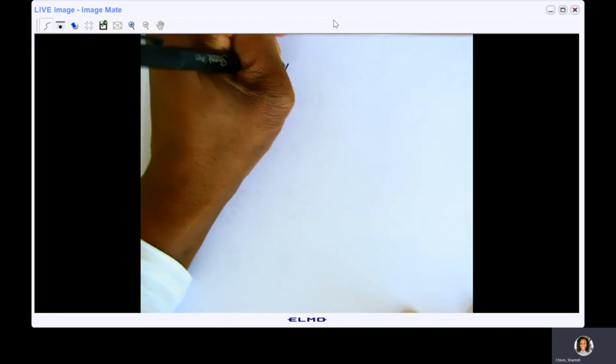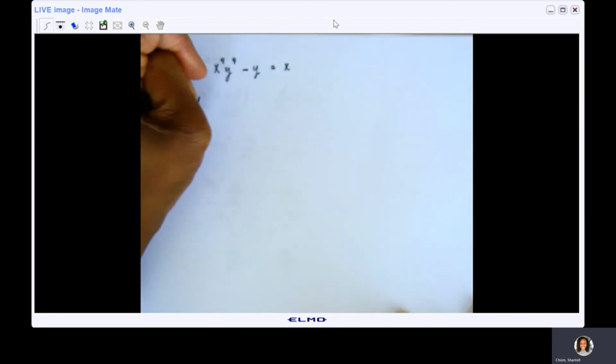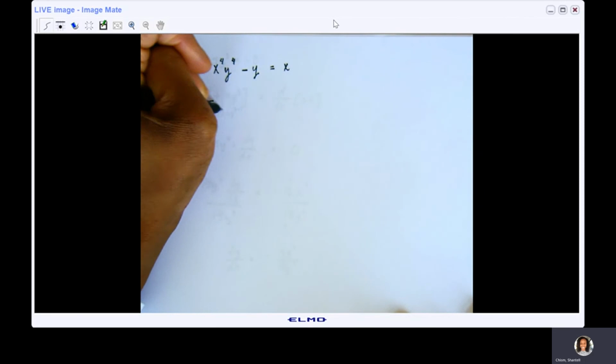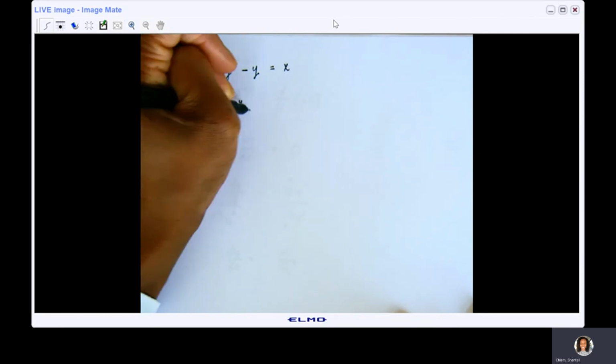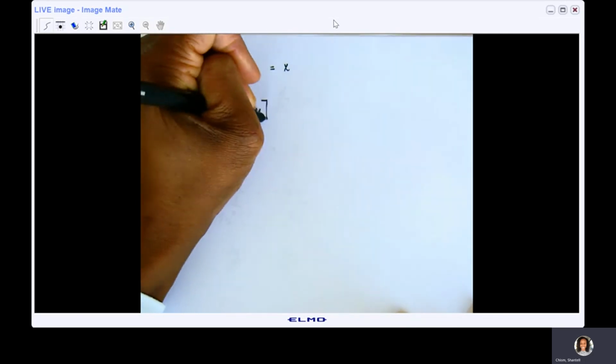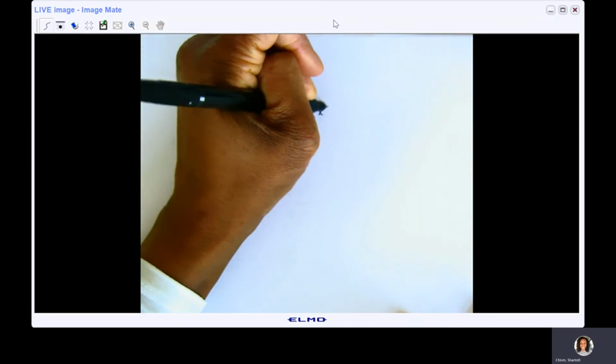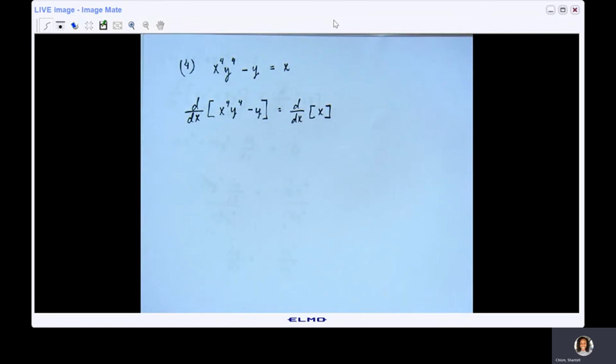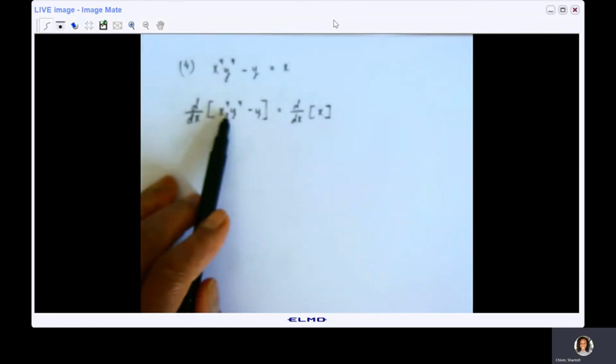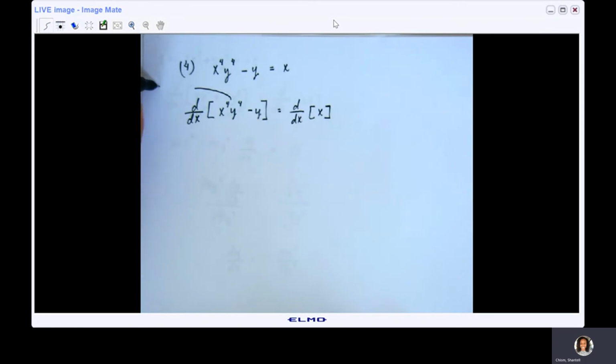So x to the 4th times y to the 4th minus y equals x. So we're taking the derivative with respect to x of this entire equation, so both sides. Okay, so this is what we have right now. Now, this is a product. So right here, I'm going to have to apply the product rule. And then within the product rule, I'm probably going to have the chain rule. So just keep that in mind.